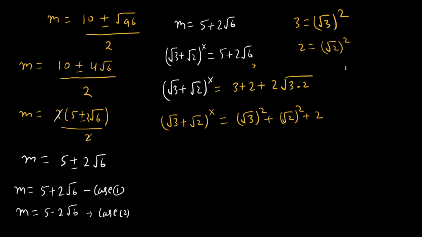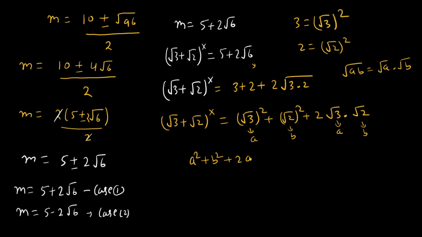Here we know that square root of a times b equals square root of a times square root of b. If we apply this rule here, then square root of 3 times square root of 2. Now look carefully, if this square root of 3 is a and this square root of 2 is b, then a square plus b square plus 2ab is equal to (a plus b) whole square.